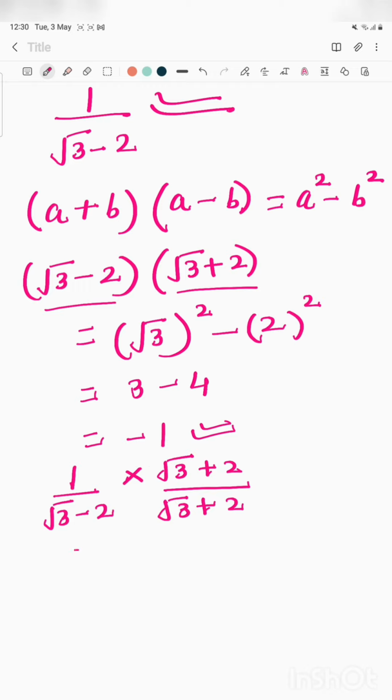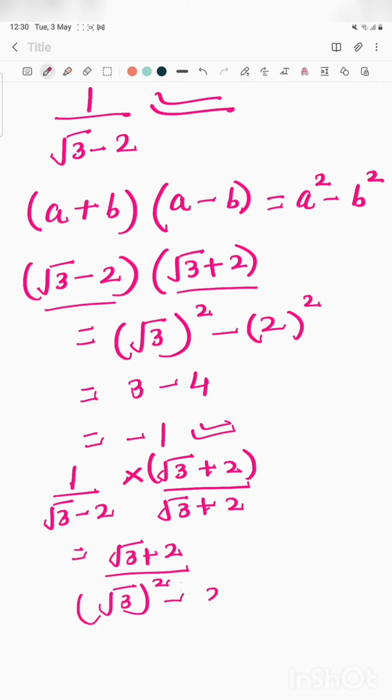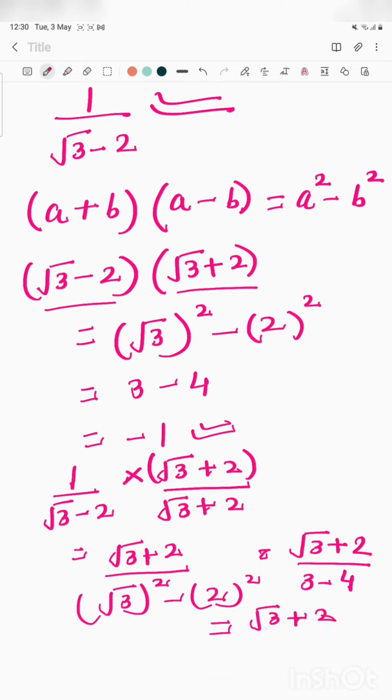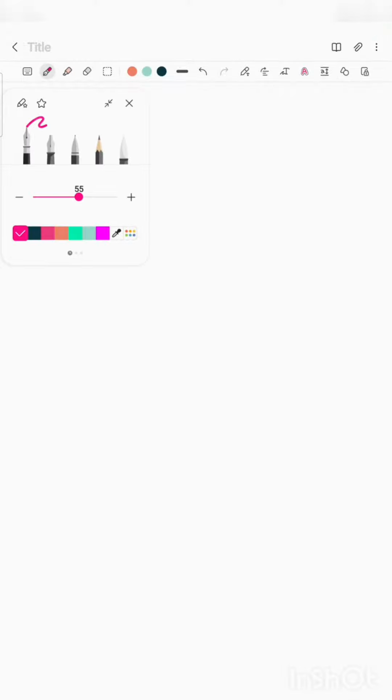Okay, now as we have seen, the numerator 1 into root 3 plus 2 will be again root 3 plus 2, and in the denominator you can see we'll have root 3 whole square minus 2 whole square, which will be equal to root 3 whole square is 3 minus 4, which is again equal to root 3 plus 2 upon minus 1. This is the solution.